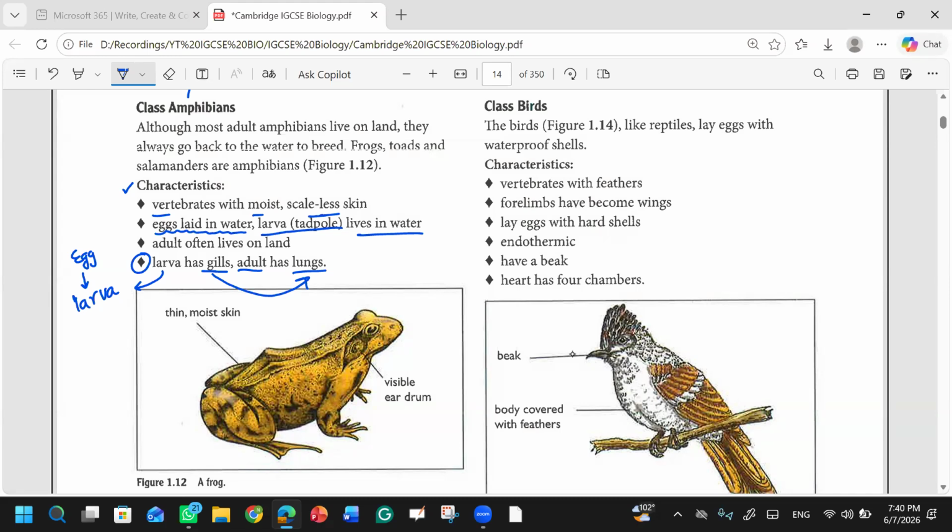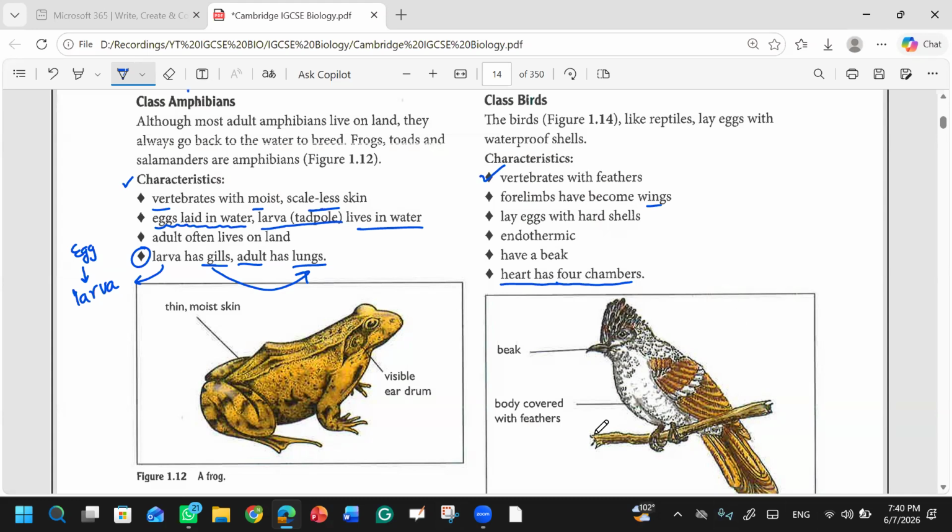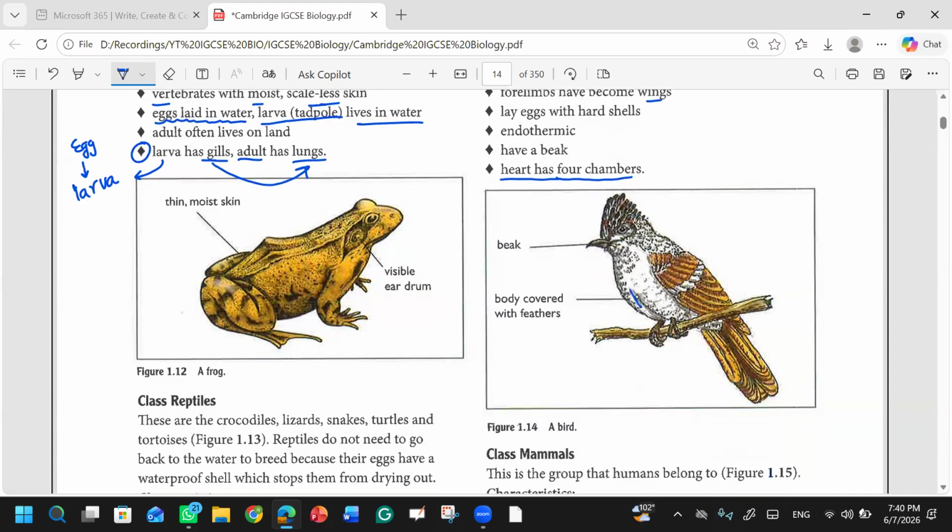They have a heart also, and their heart has 4 chambers, just like a human's heart. You know the human being's heart also has 4 chambers. They are vertebrates with feathers. Their forelimbs have become wings. These are feathers over here, and these are wings. Clear? They lay eggs with hard shells. Their shells are quite hard.